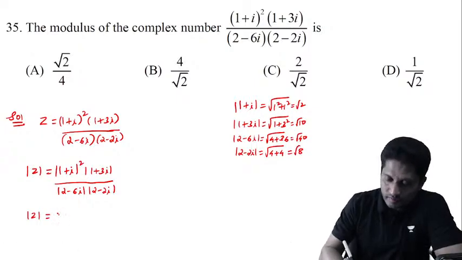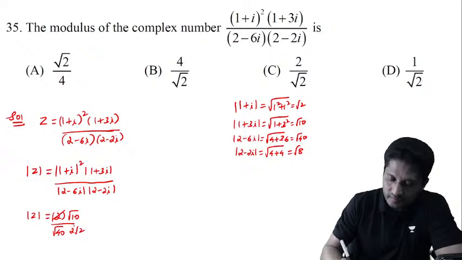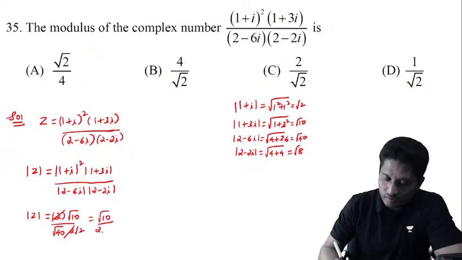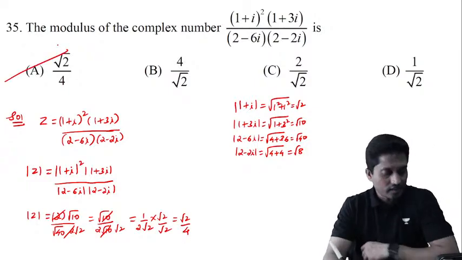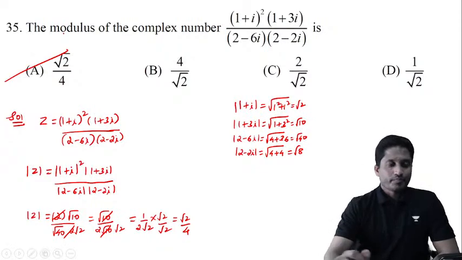So root 2 the whole square is 2. This is root 10. This is root of 40. Root 8 is 2 root 2. The 2 will cancel. Root 10 divided by root 40 can be written as root 10 over 2 root 10, and this will cancel. Yeah, I get 1 divided by 2 root 2. I'll multiply and divide by root 2, so this is root 2 by 4. That's the first option. Question number 35 is option A.